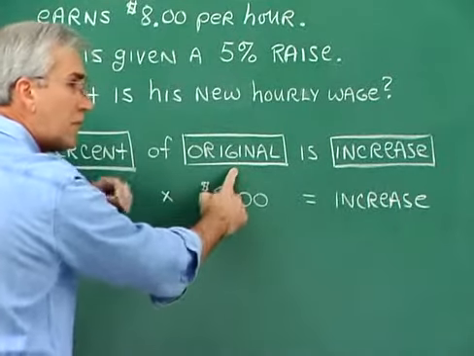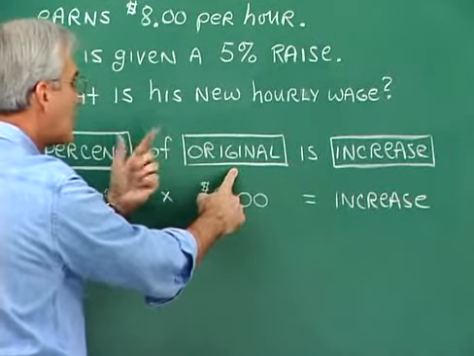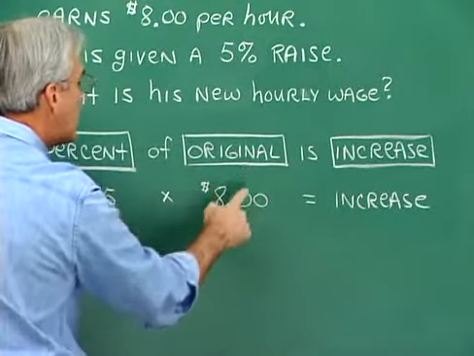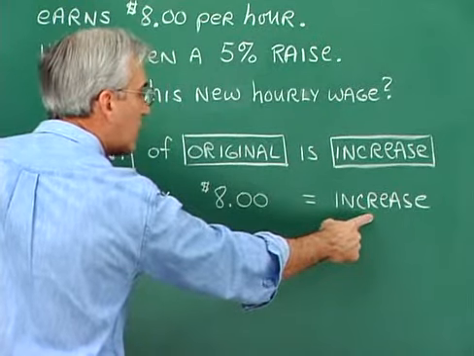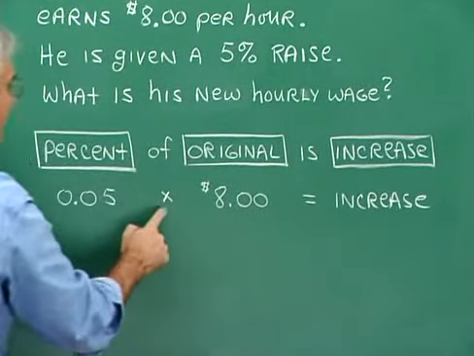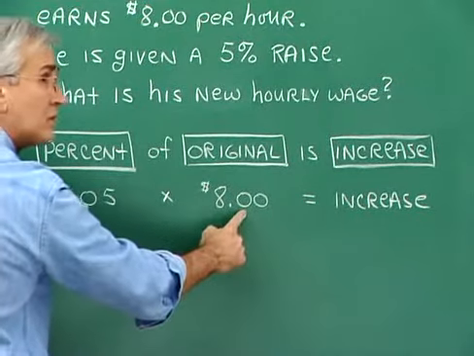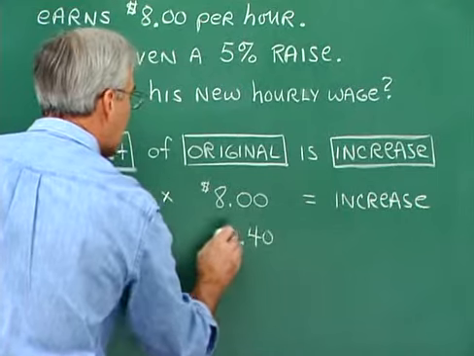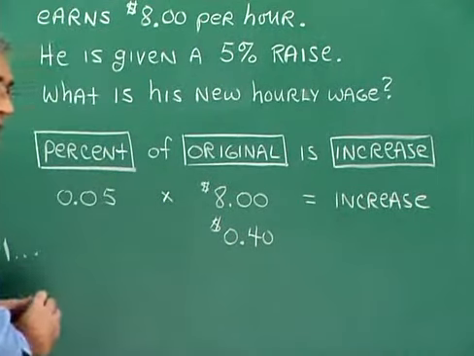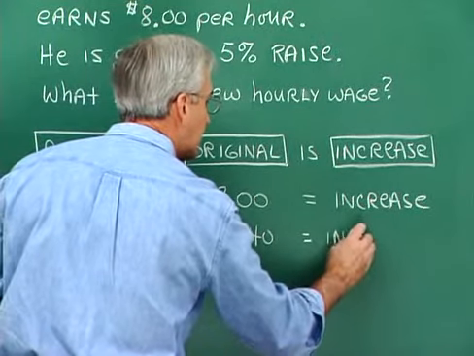The original, the basis, the beginning amount, the original wage, is $8 per hour. And we're calculating the amount of the increase. Is means equals, of means times, and away we go. We have 5/100ths times 8 is 40/100ths. And we're talking about money here, so this is 40 cents, and that then is the amount of the increase.